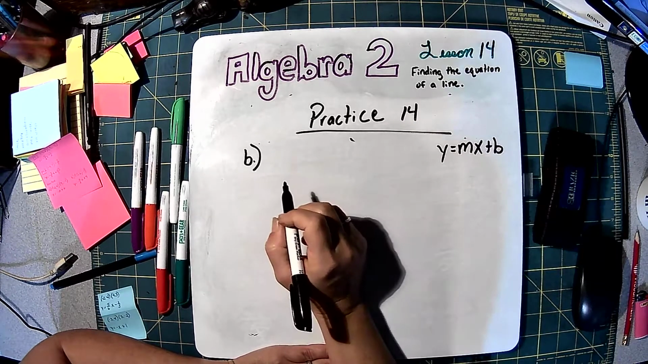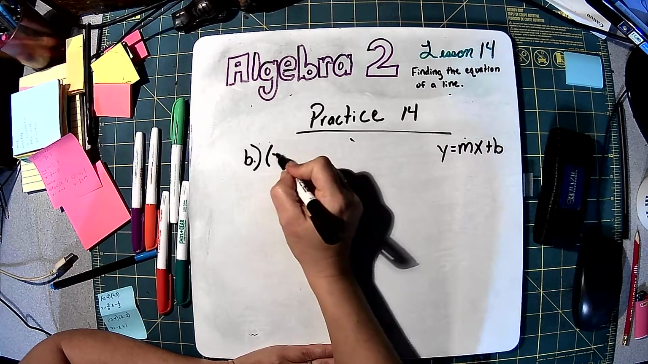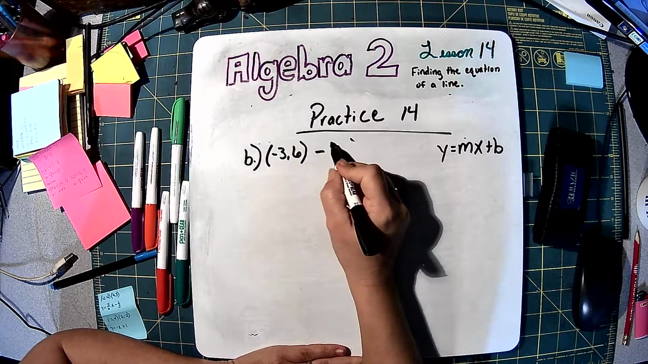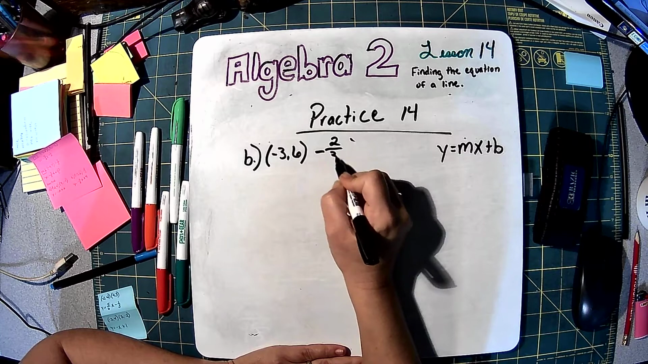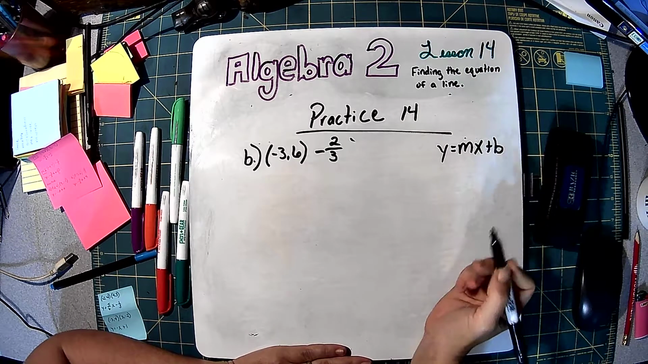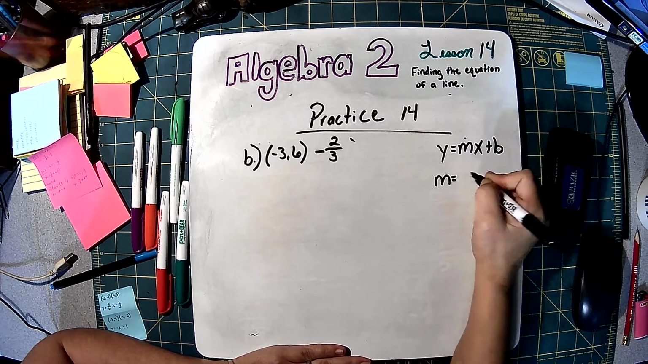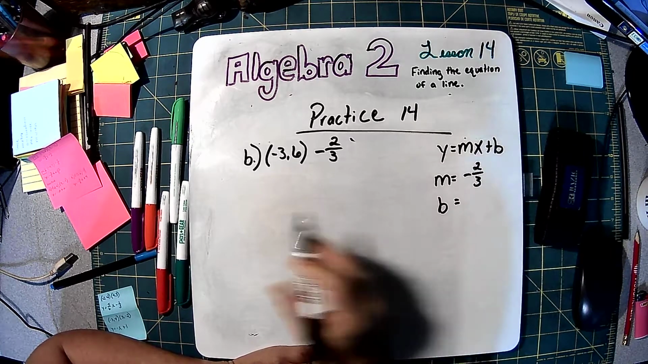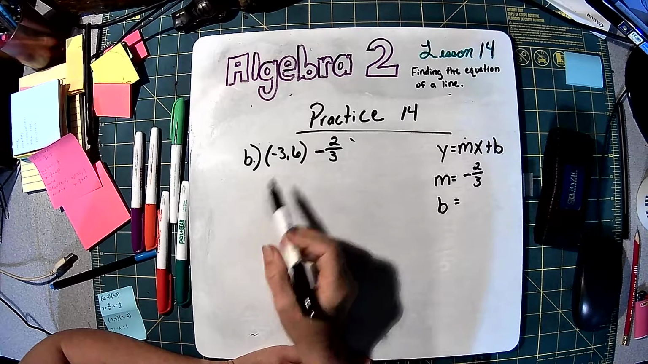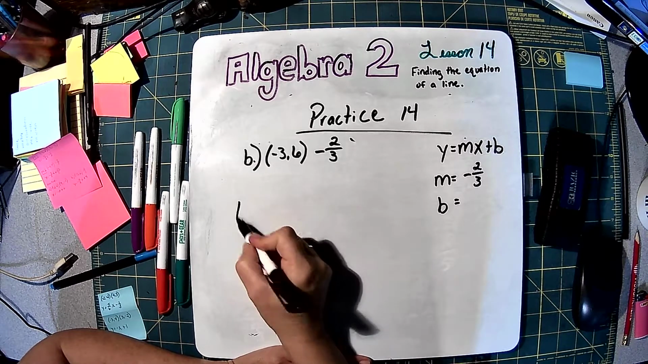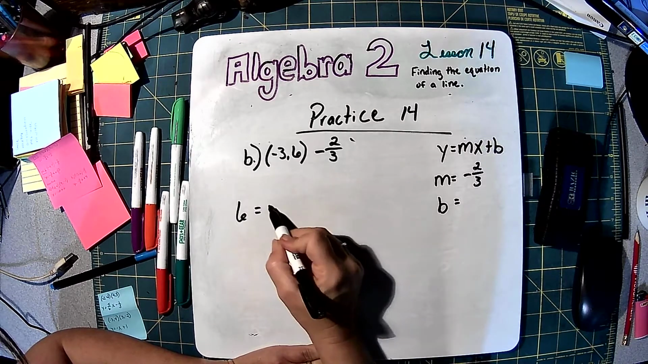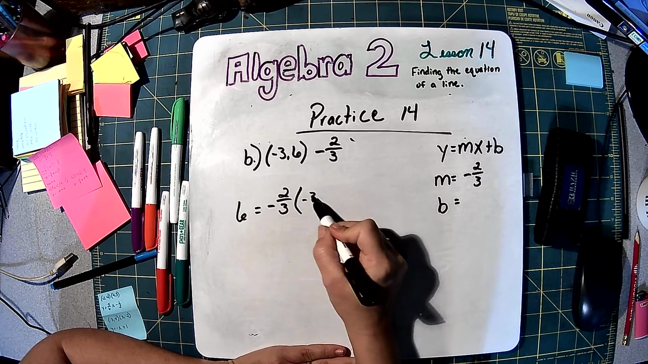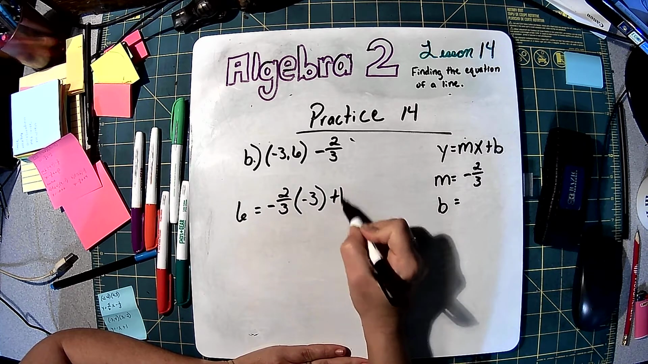Okay, this one gives us the point negative 3, 6, and then it tells us that the slope is negative 2 over 3. Okay, so I already know my m equals negative 2 over 3. Now I just have to find b. So I'm going to use this in my equation. So my y value would be 6. It's negative 2/3 times my x value, which is negative 3, plus b.